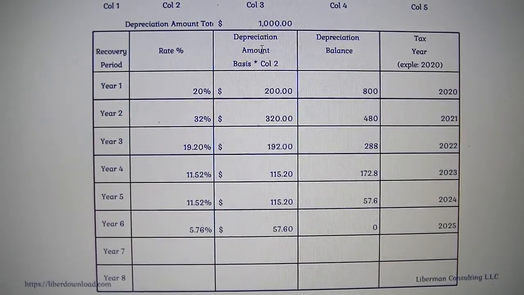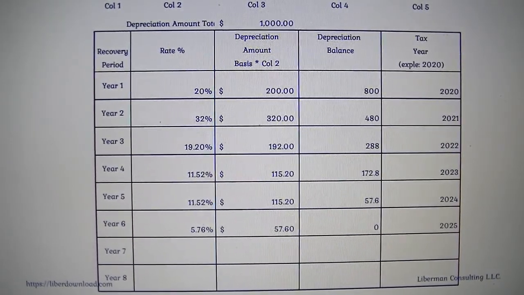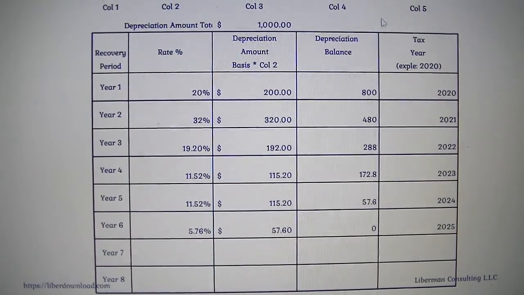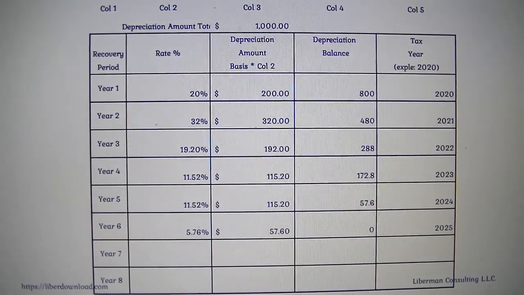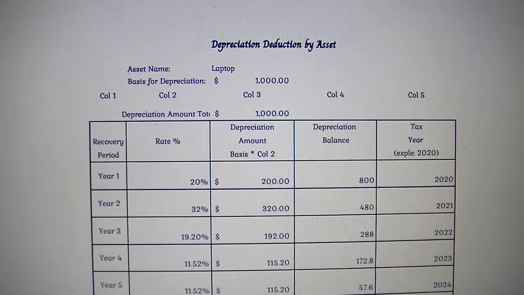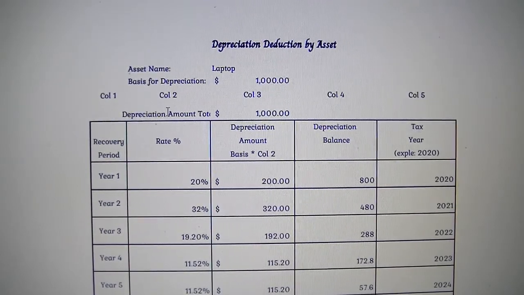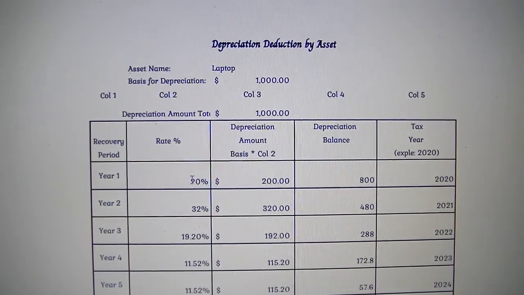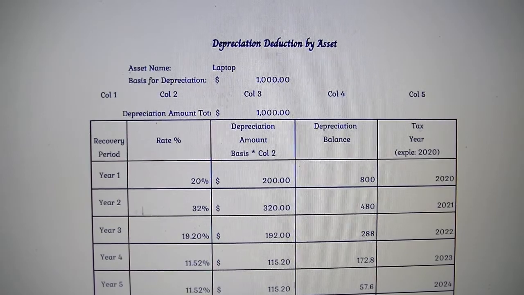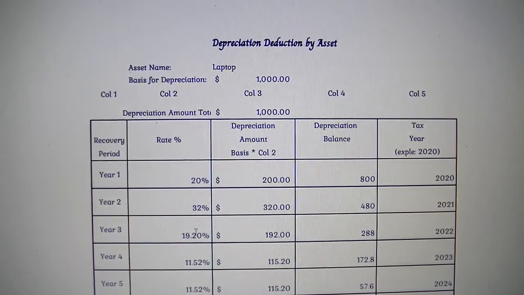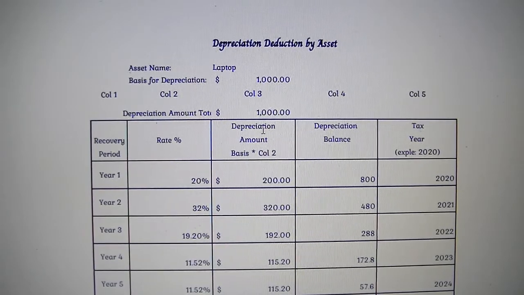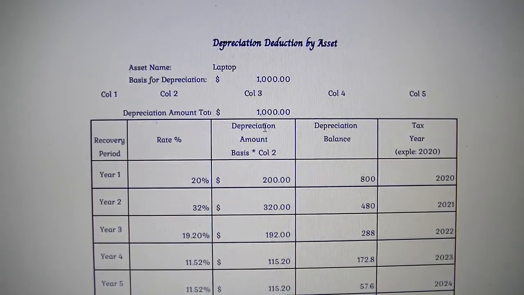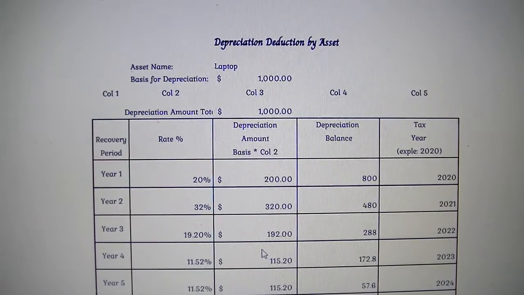So now the depreciation amount will be the basis that we have on top, 1,000 times column 2 rates. So for the first row, year 1, that'll be 1,000 times 20%. For year 2, that'll be 1,000 times 32%. For year 3, that'll be 1,000 on top basis for depreciation. That's the same one we will use.